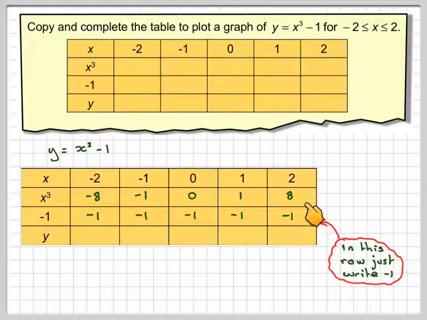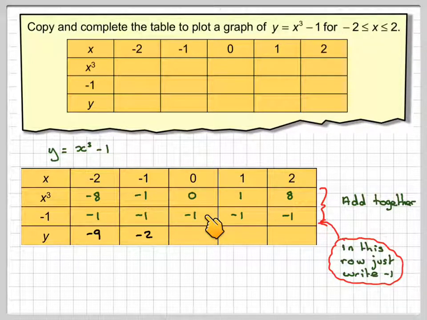Then we use these two rows to help us find the y coordinate. So what we do is we add these together. So minus 8 plus minus 1 makes minus 9. Minus 1 plus minus 1 makes minus 2. 0 and minus 1 makes minus 1. 1 and minus 1 makes 0. And then 8 and minus 1 makes 7.